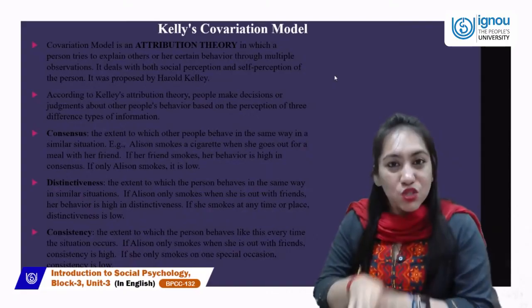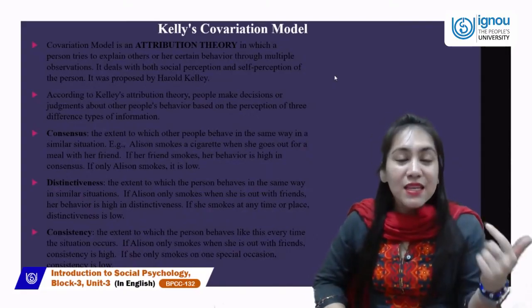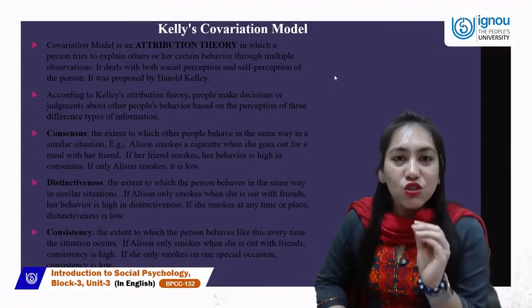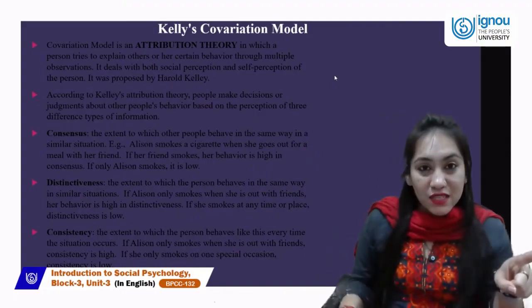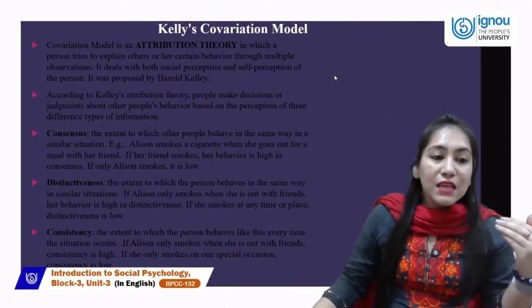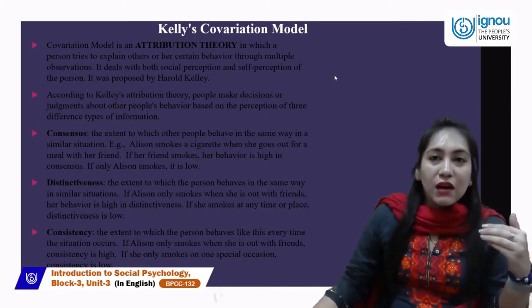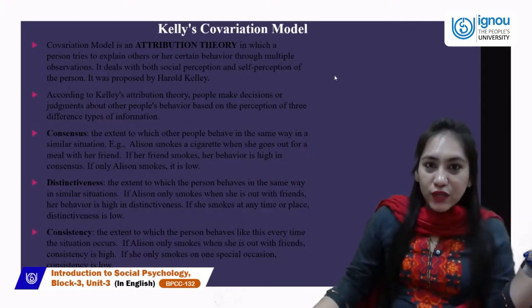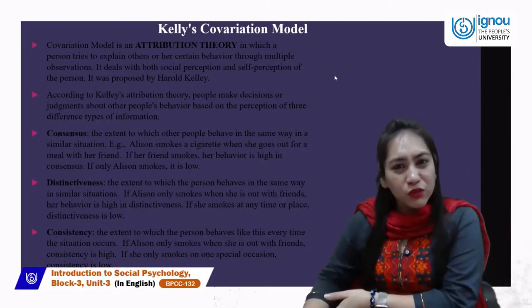So if it happens only with her friends, it's high consistency. So let's come to high consensus, low distinctiveness, and high consistency. We can say that your behavior is dispositional when there is low distinctiveness. Why low distinctiveness? If you have high distinctiveness, you end up smoking only with your friends and it's not a part of you. So smoking is only attributed to friends. It's not a part of your personality.